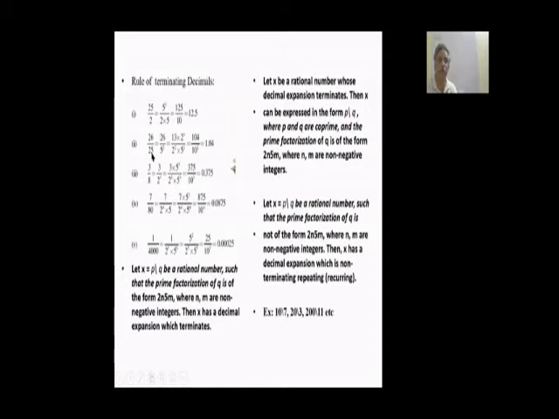Again 25 is 5 square. I am putting 2 square in the denominator and 2 square in the numerator. When 2 square into 5 square becomes 100, I get 1.04. This is a terminating decimal. Similarly, 8 is 2 cube, so I am adding 5 cube on both sides. It is a terminating decimal. So whenever there is a terminating decimal, I have to convert the bottom into a multiple of 10, so that I will get a terminating decimal.